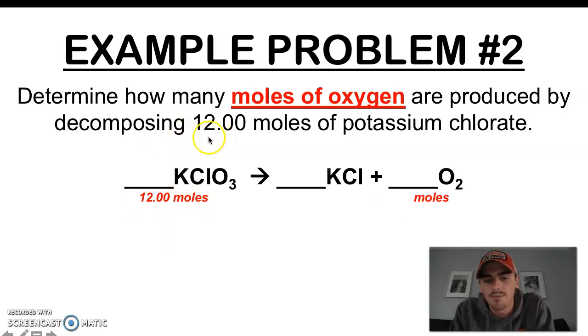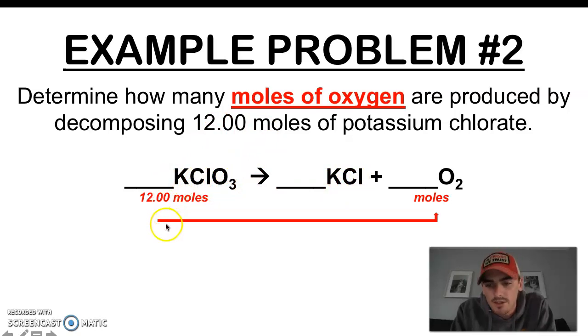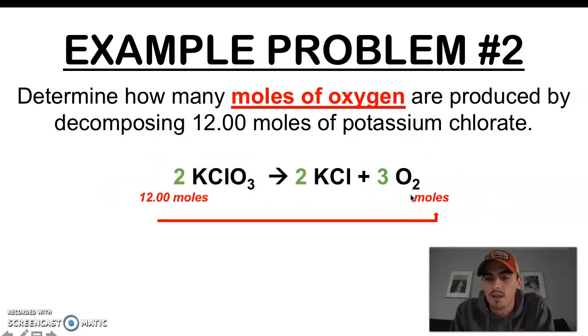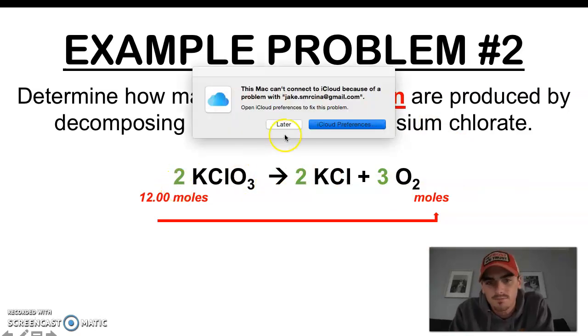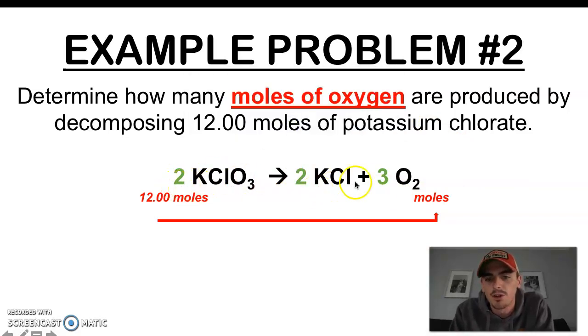What I'm given is that I'm going to start with 12 moles of potassium chlorate. Make sure we're paying attention to our prefixes and our names. This is chlorate, this is chloride. So now this is what I mean by draw my bracket. I'm given moles of potassium chlorate. I want to get to moles of oxygen. So now I need to balance it, and I kind of messed up the format there, but my coefficients would be 2 to 2 to 3.